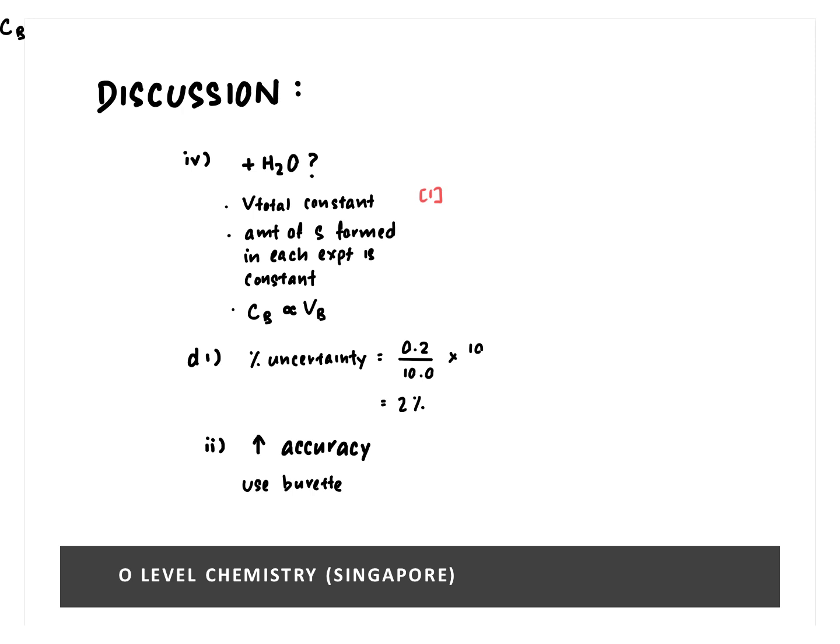In part 1, you were asked to calculate the uncertainty related to your measuring cylinder. So it's hinting to you that your measuring cylinder is not accurate. It has a 2% uncertainty. So naturally, if you gather that, the answer to part 2 is to use a more accurate apparatus for measuring volume, that is using a burette.